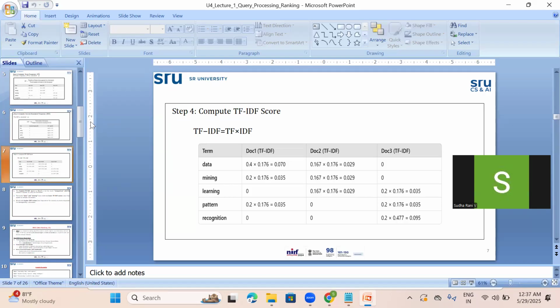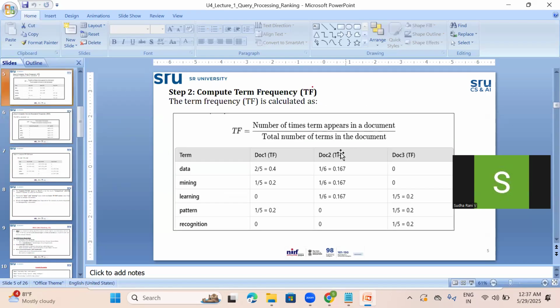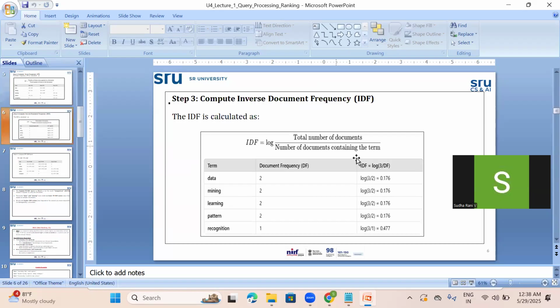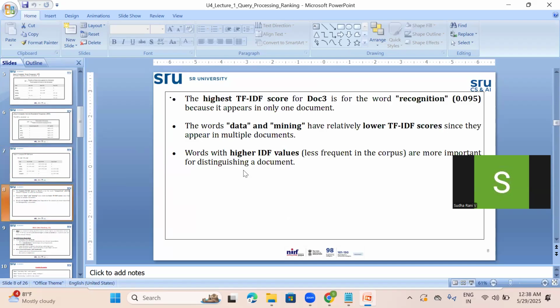In TF, term frequency, it is 0.167. In IDF, it is 0.176. So 0.167 into 0.176. Like that, we are going to calculate all the term frequencies from all the different documents.